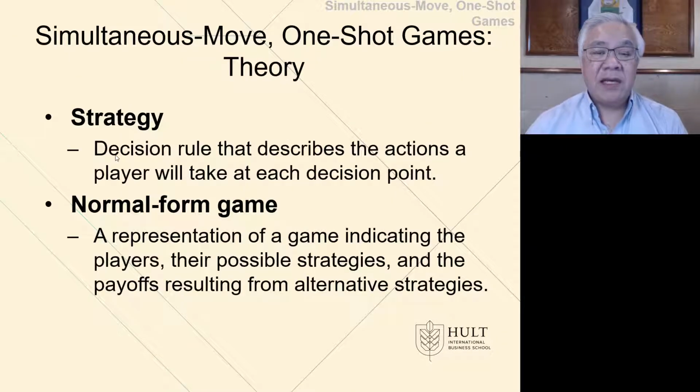In the simultaneous move, one-shot games, the theory is we set a strategy so that we are at a decision point and then we can execute on that strategy. Normal form is where there's the number of players, they have strategies, and the payoffs from those strategies. So we're going to stay with normal form games where these are known characteristics of the game.